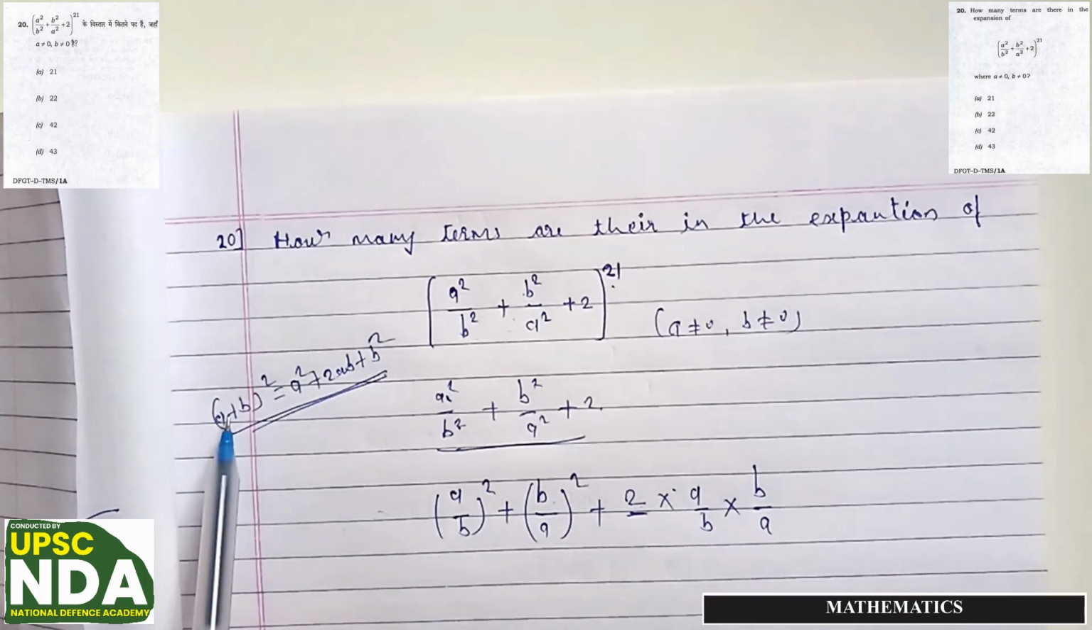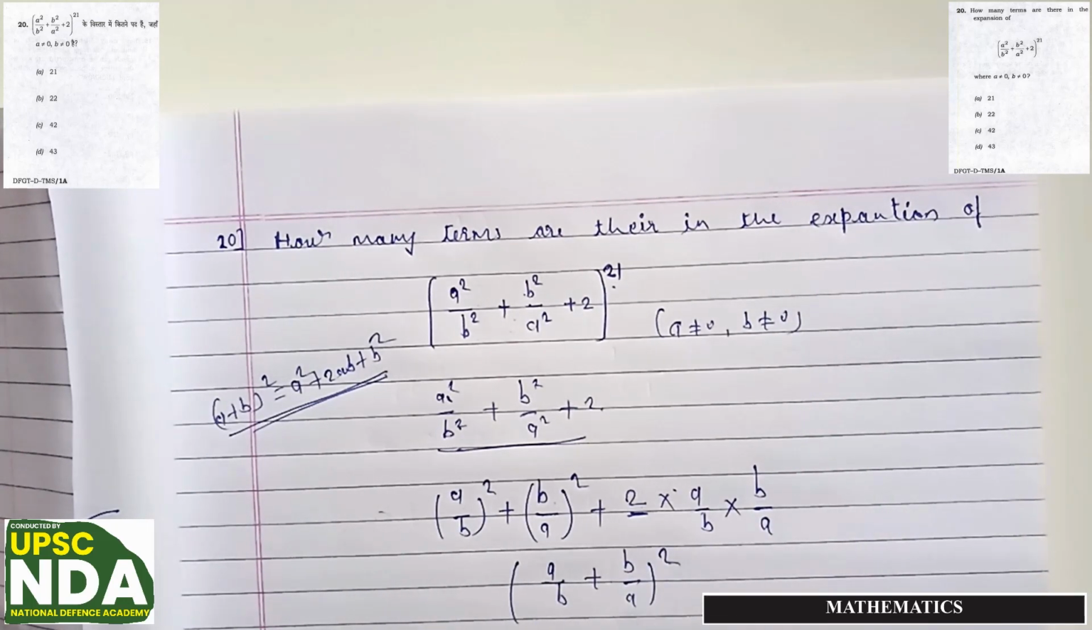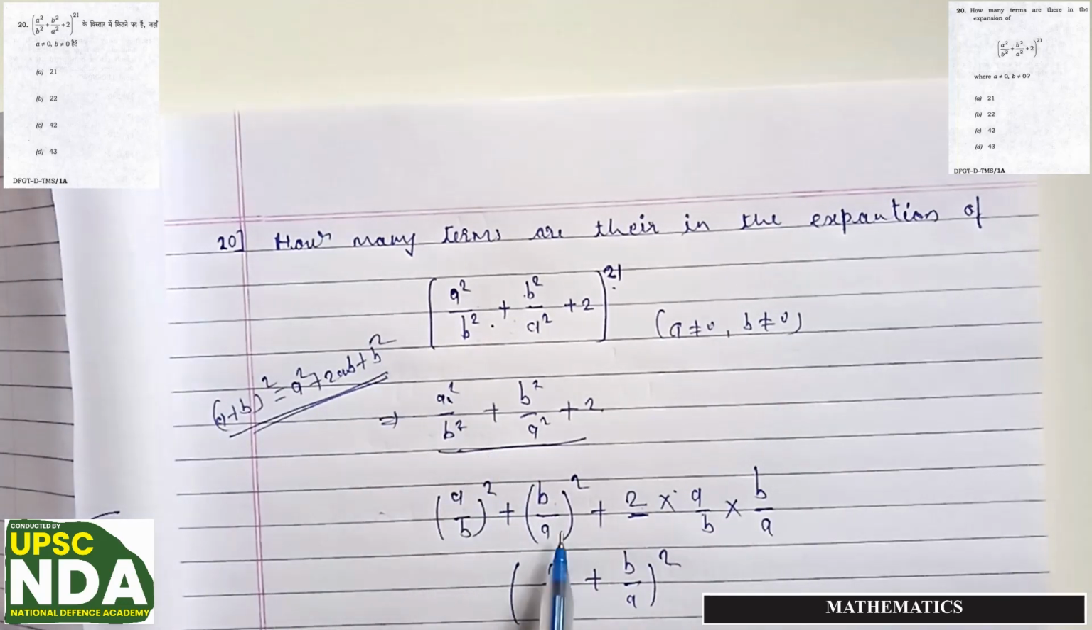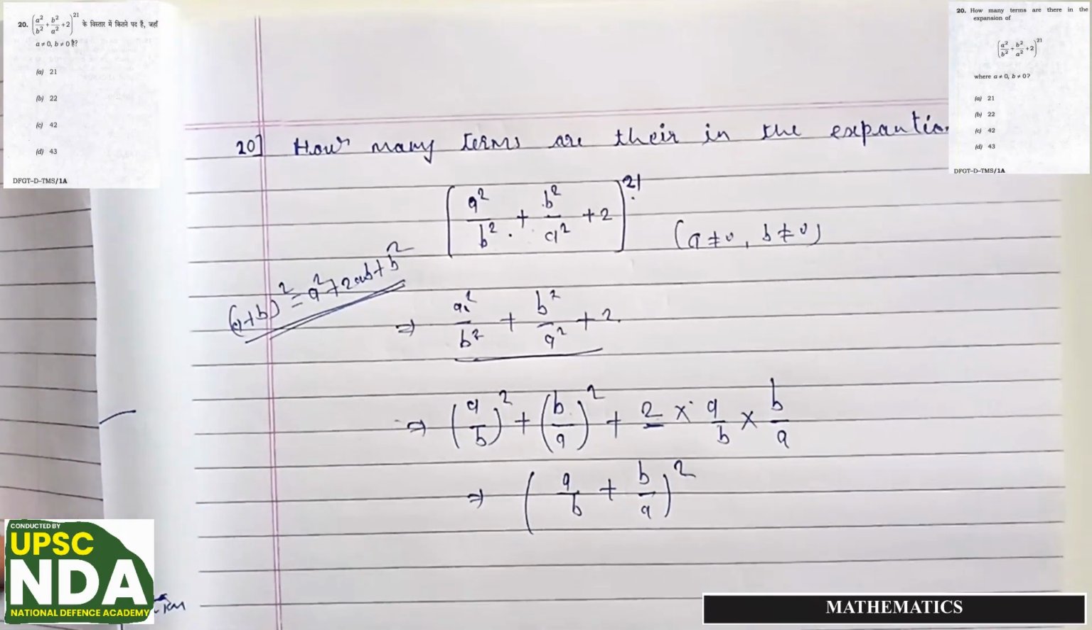Okay, so which is the expansion of (a plus b) square. That means (a by b plus b by a) square. So what I have done, I just reduced our given term into this format: (a by b plus b by a) square. Now let us go for the further step.